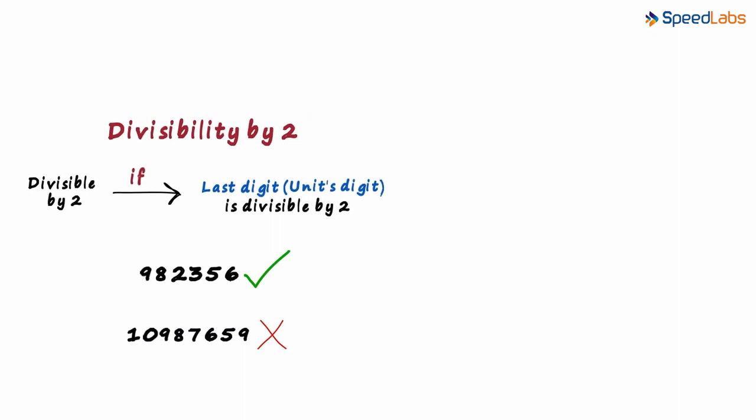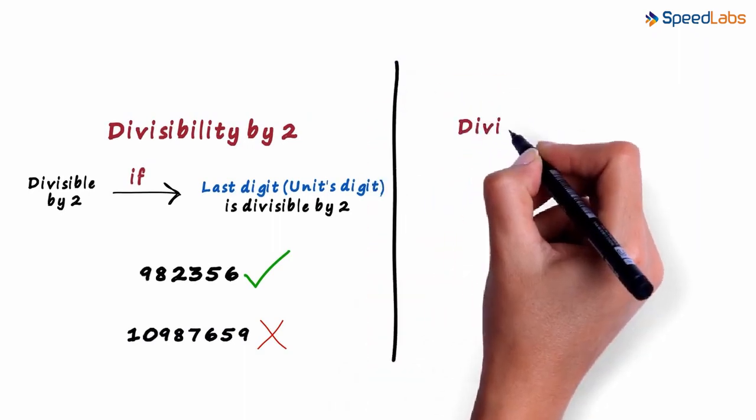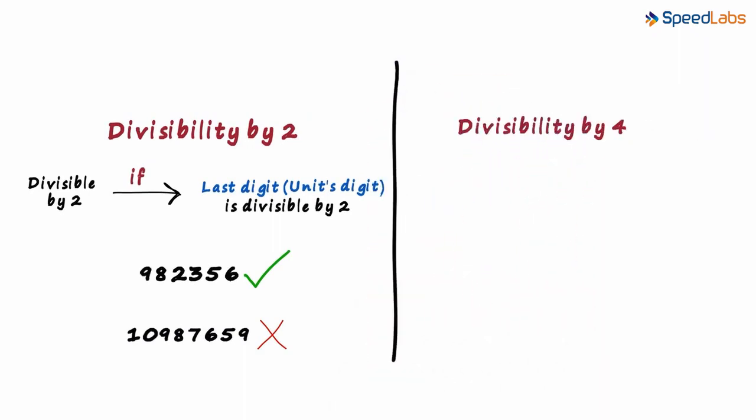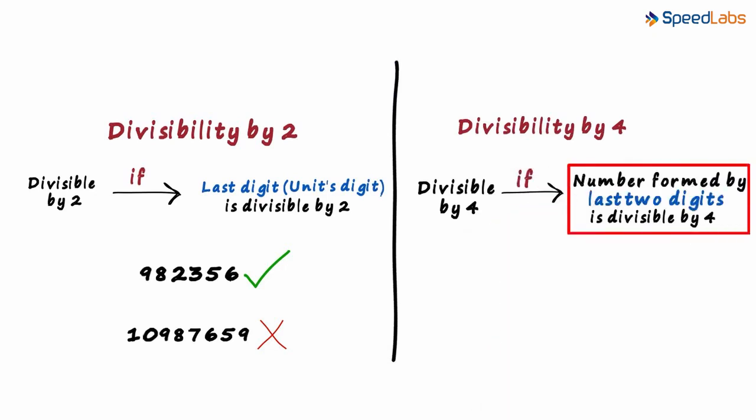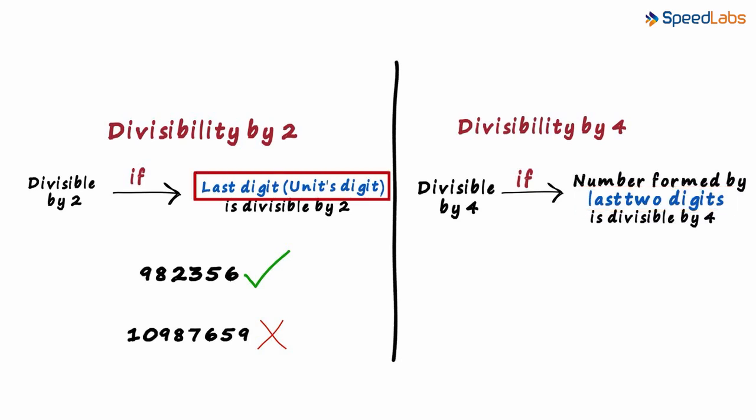Now let's move on to the second rule, divisibility by 4. It's a little similar to the divisibility test of 2. A number is divisible by 4 if the number formed by the last 2 digits is divisible by 4. In this case, it is the last 2 digits. In the case of divisibility test of 2, we just had to look at the last digit.